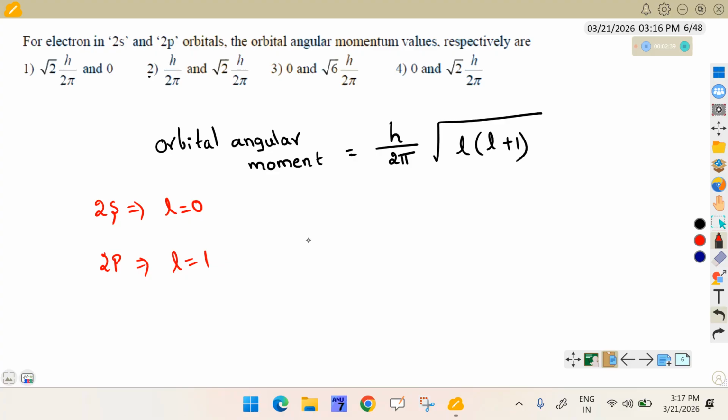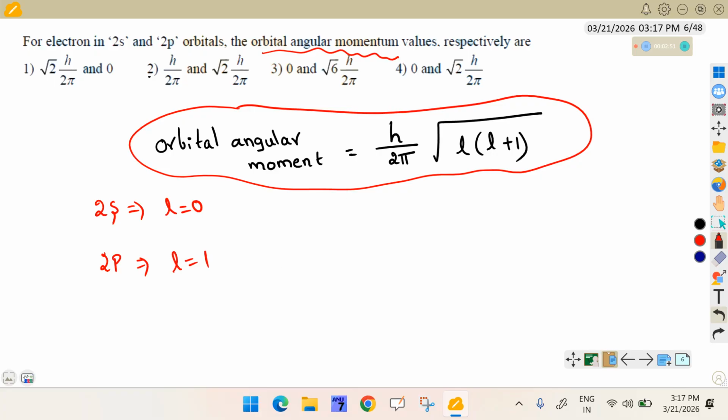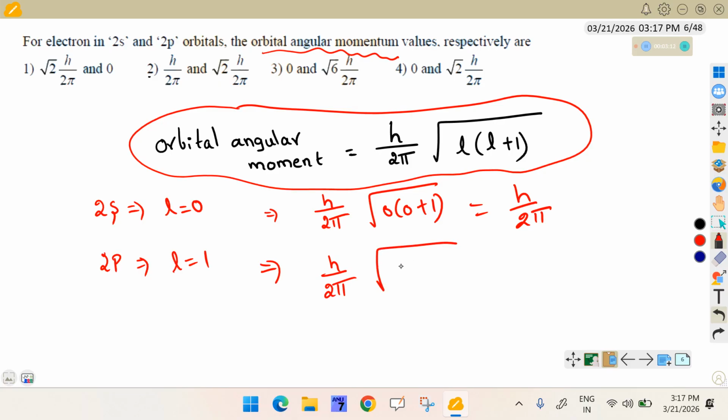For an electron in 2s and 2p orbitals, the orbital angular momentum values respectively are? Orbital angular momentum is calculated by using the formula h by 2 pi into square root of L into L plus 1. For s orbital, L value is equal to 0. So h by 2 pi square root of 0 into 0 plus 1, that is equal to 0. For 2p orbital, L value is equal to 1. h by 2 pi square root of 1 into 1 plus 1, that is equal to square root of 2 h by 2 pi. Second option is the correct option.